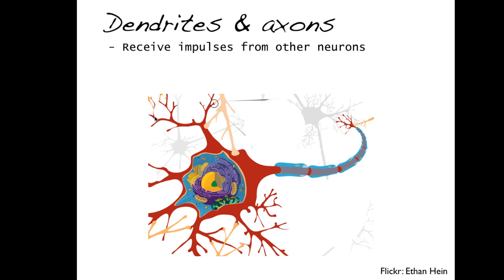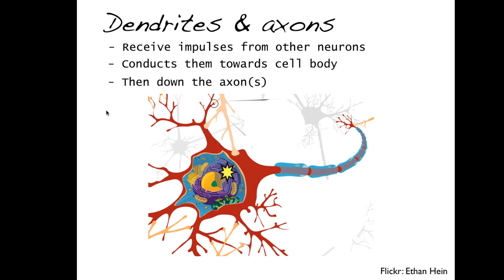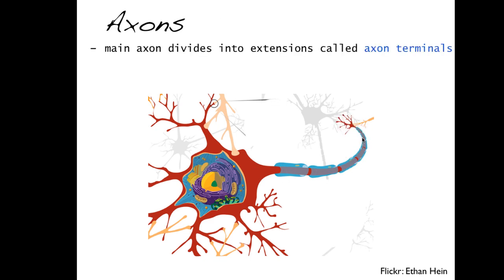As I said earlier, dendrites receive impulses from other neurons. So I'm going to illustrate this here with my star referring to an action potential. The action potential is going to move towards the cell body and then down the axon. The main axon will divide into little branches called axon terminals. Here pictured we have several axon terminals coming off the main axon.